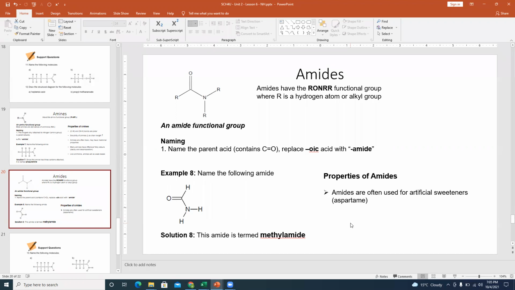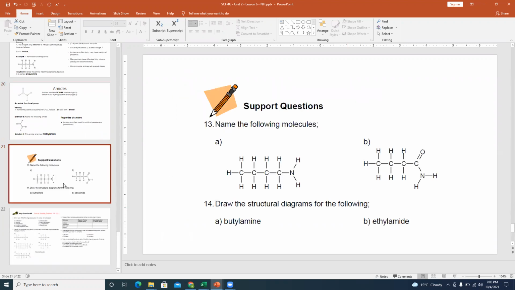And some of the properties of amides: they are often used as artificial sweeteners. Aspartame has got an amide functional group in it. It is an amide, aspartame, which is used in a lot of diet drinks and diet sodas, for example. Then we have some support questions that you can practice with for amines and amides.